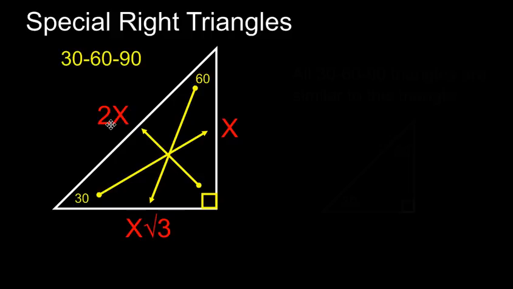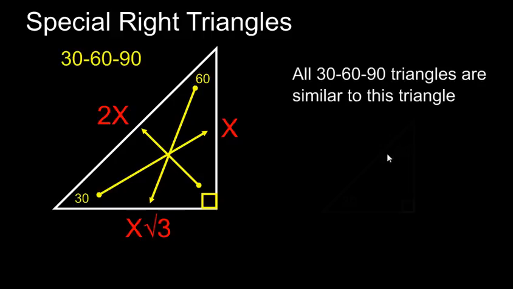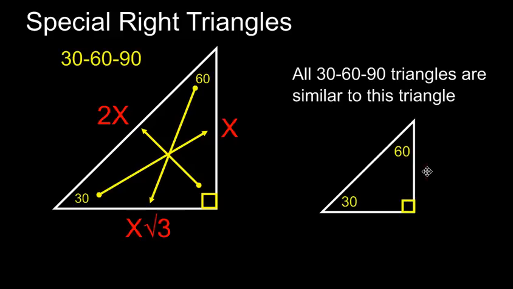So just like the last one, I want to set up something simpler. I'm going to assume x equals 1. And again, all 30, 60, 90 triangles are going to be similar to this triangle. So here's my 30, 60, 90. If I assume x equals 1, that means this is going to be 1. That means this is going to be 1 times the square root of 3, which is just the square root of 3. And that means this is going to be 2 times 1, which is 2. So now I can use this picture for any 30, 60, 90 triangle and be able to set up a proportion. So now let's do some practice.